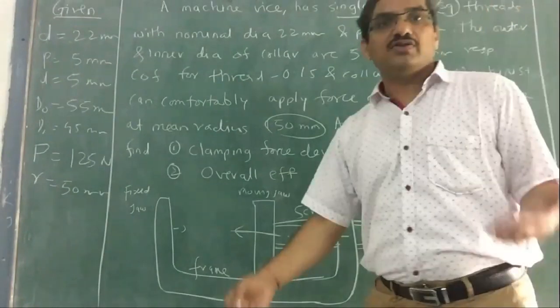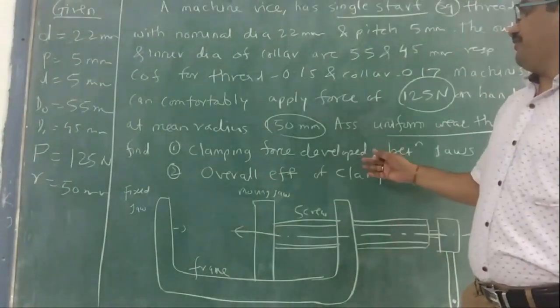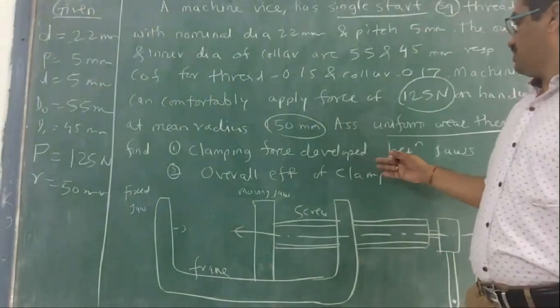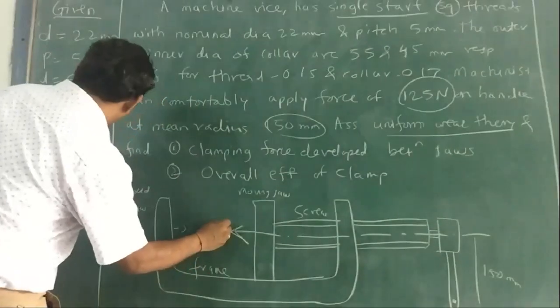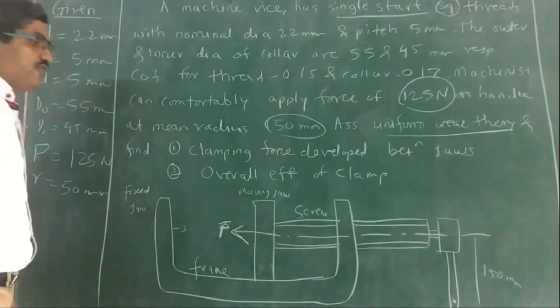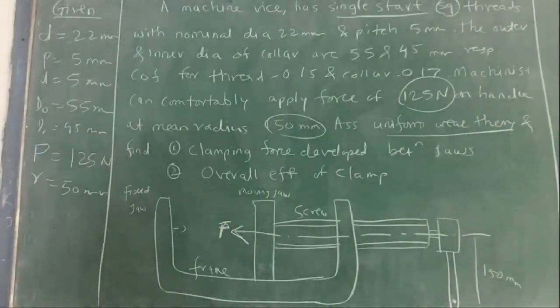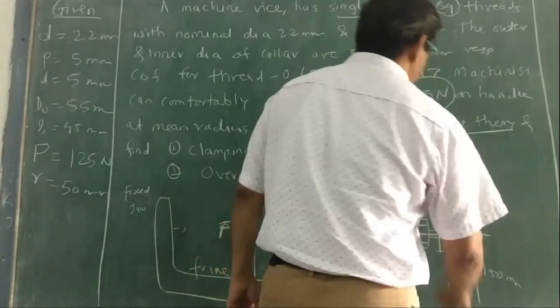Okay. So now we have to assume uniform wear theory. That means simply we will use uniform wear theory, alright? And we have to find out the clamping force developed between the jaws. So that means we have to find out the force here. What is the force developed between the jaws, and we have to find out the overall efficiency.